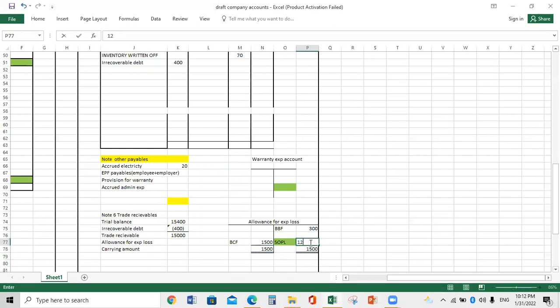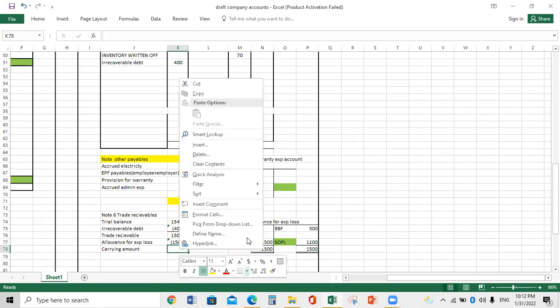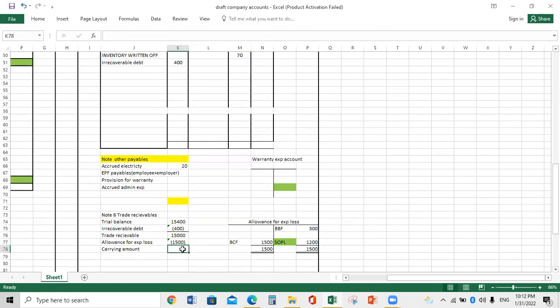That is 1,200. Now, guys, see here. Here you have to reduce because of an allowance, your carrying amount of trade receivable reduces. So that's why I reduce it. Okay. So how much will you get? You will get carrying amount of trade receivable is 13,500.